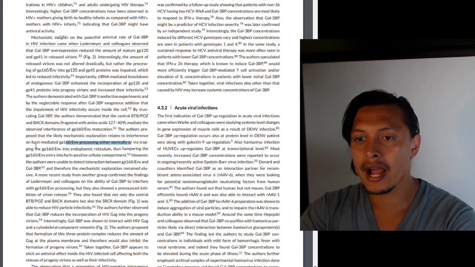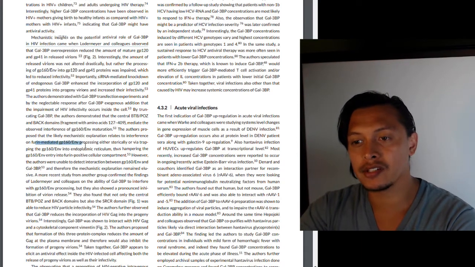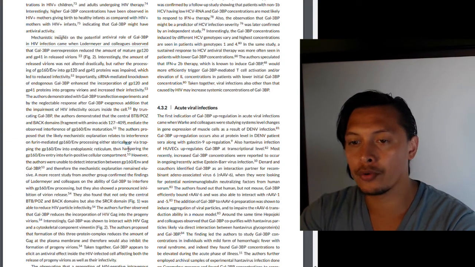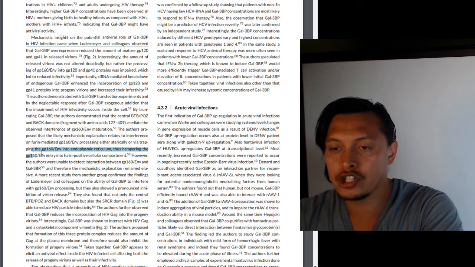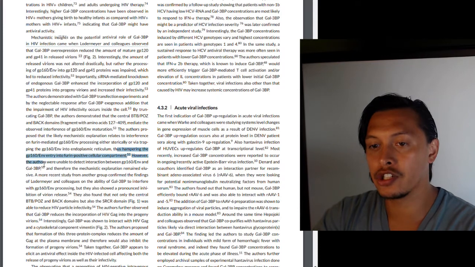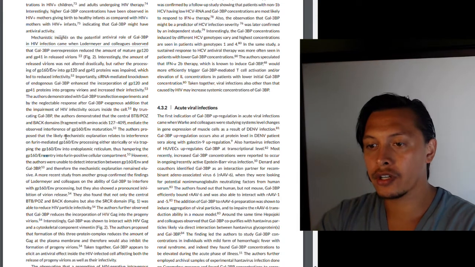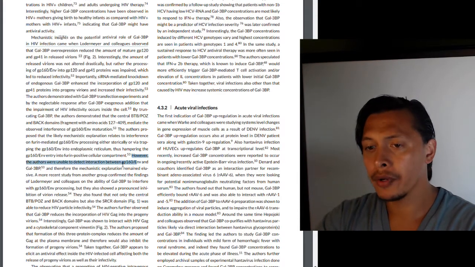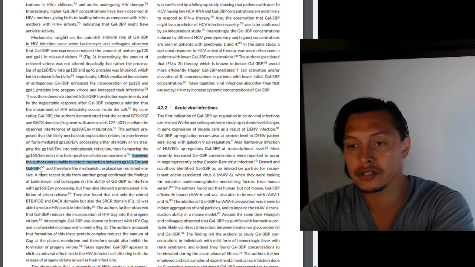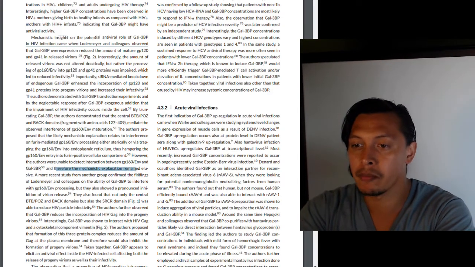So this BTB-POZ domain might be able to interact with furin, and it can interfere with the furin-mediated processing either sterically, which is when it literally doesn't allow other things to fit in, or through trapping the GP160 envelope in the endoplasmic reticulum, thus hampering the GP160 ENV entry into the furin-positive cellular compartment. However, the authors were unable to detect interactions between GP160 envelope and Gal3 binding protein, so they weren't able to see a direct interaction that way, and therefore the mechanistic explanation remains elusive.